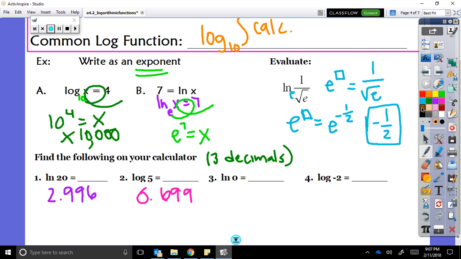The natural log of 0 is undefined because remember our domain has to be bigger than 0. And the natural log of -2 is also undefined. Okay, the log cannot have negatives assigned to it. All right. So let's look at the last thing for today, which is graphing.